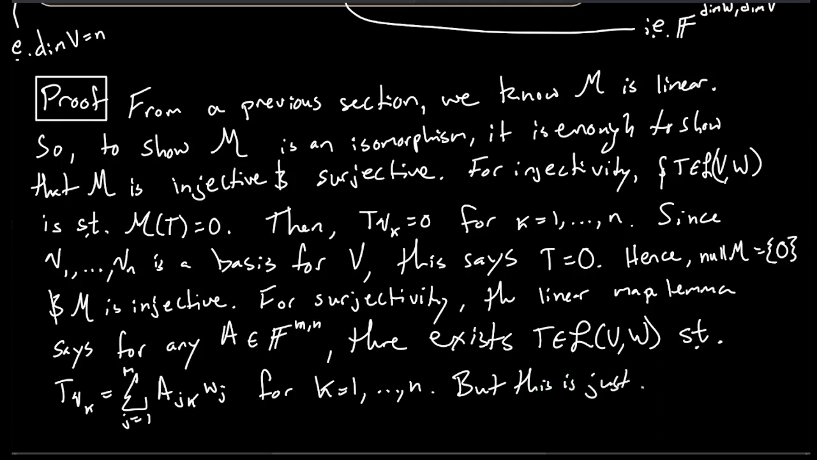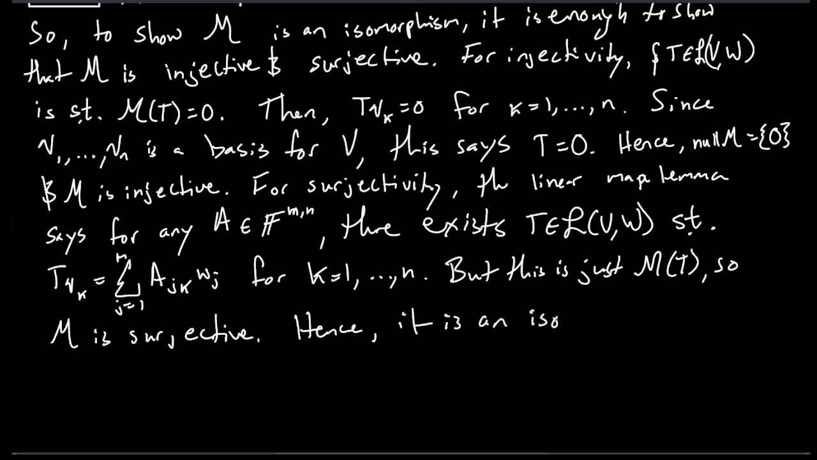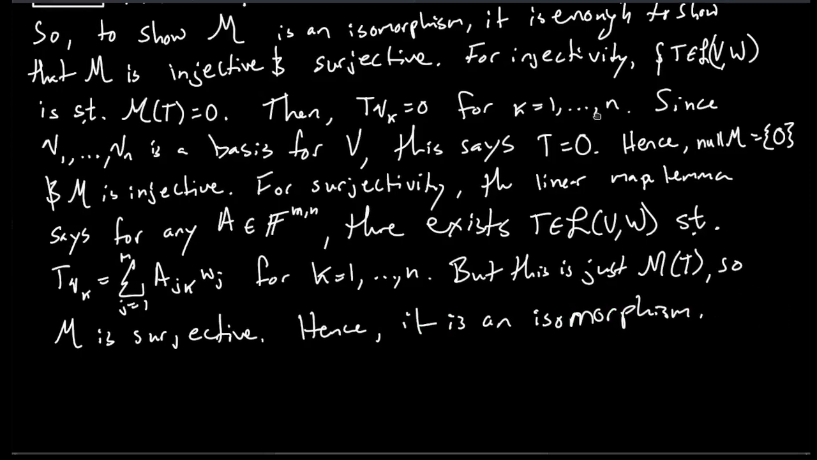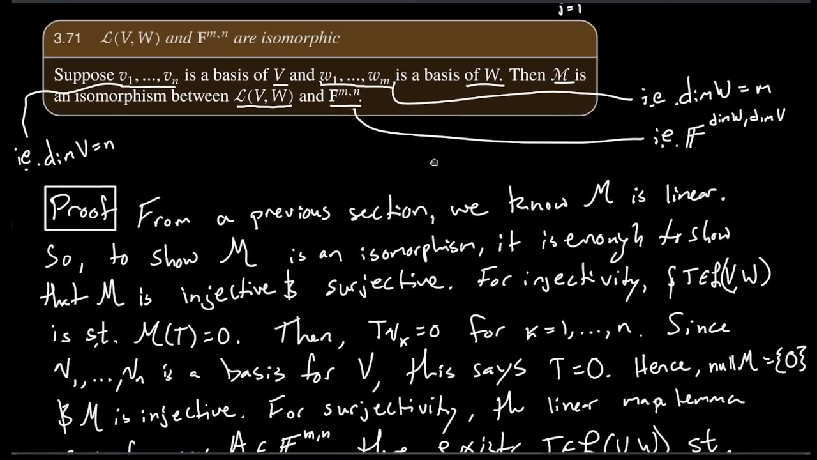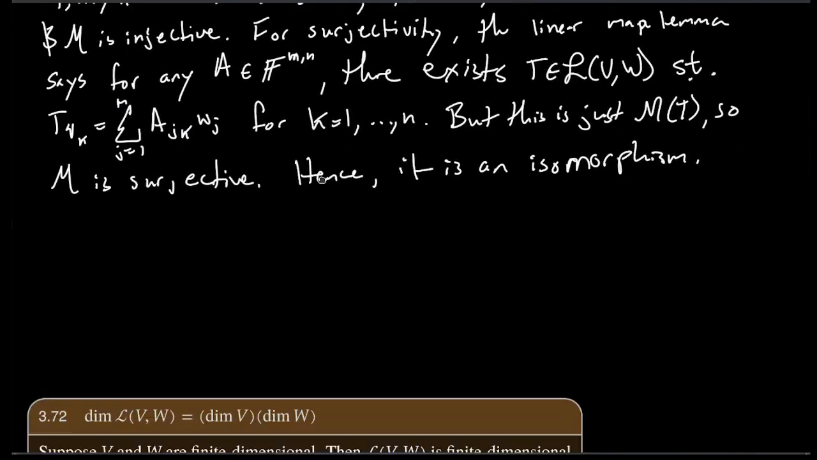This is just MT. So M is surjective. Hence, it is an isomorphism. It's injective and surjective, and so it's an isomorphism. Very cool. All right, what's a consequence of this?